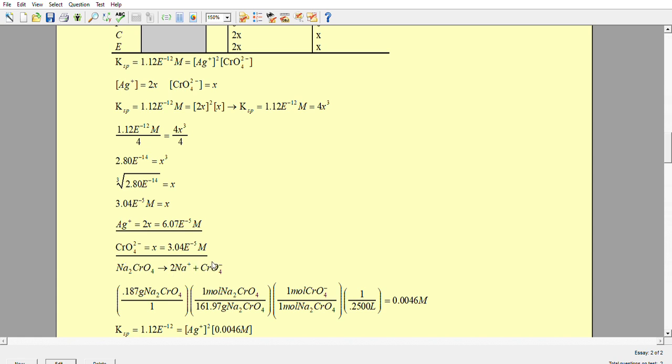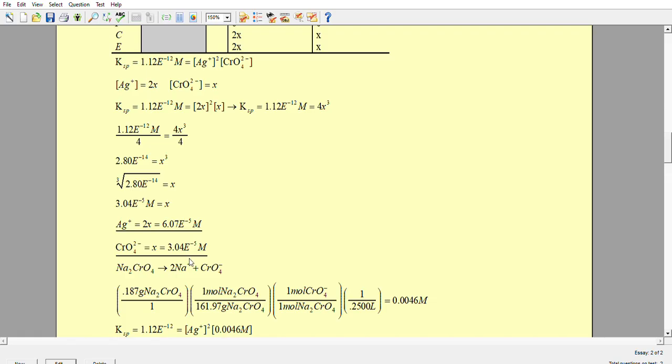When sodium chromate is dissolved, it shares a common ion with the original silver chromate. And so the sodium can be disregarded. That's called a spectator. It just sits around. It's going to float in the solution. It's going to do whatever. It's not going to do much at all.